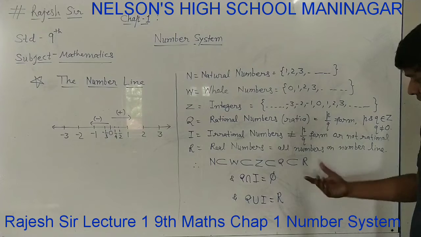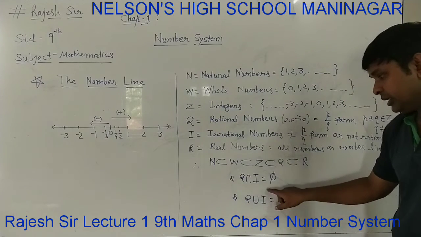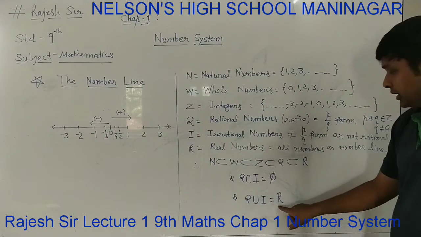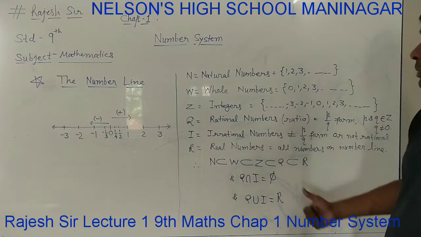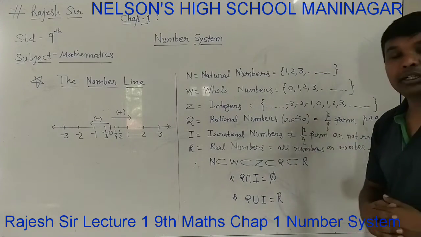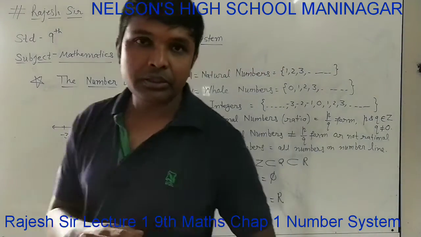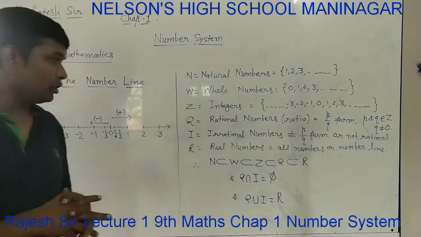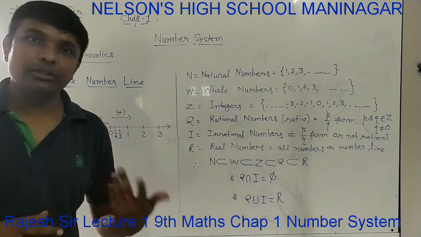And if you take the union of all the rational numbers and all the irrational numbers, you will get every number of the number line. So this is the primary knowledge before starting this chapter, and you have to note it down before starting the next topic in this chapter. It will be very useful in the next coming topics.